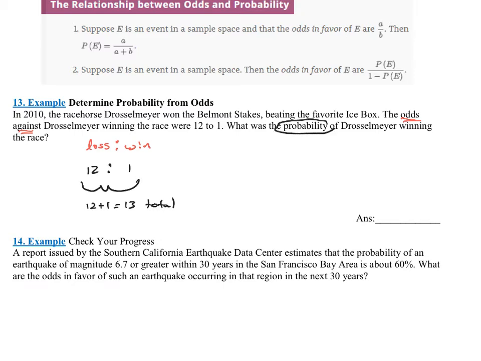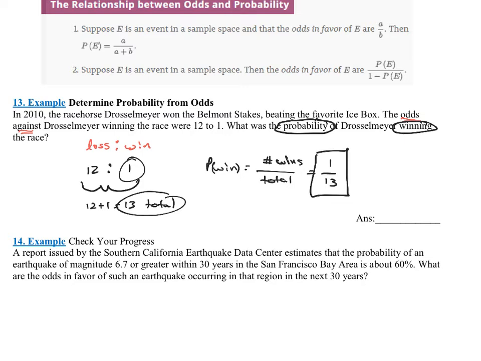Now it says, what is the probability of winning? So the probability of winning is always going to be the number of wins over the total. Well, let's just go look in here. The number of wins was 1, and the total was 13. So the probability of winning is 1/13. Notice this one asks for a probability, so we do have to write it as a fraction. Let's read the next example.